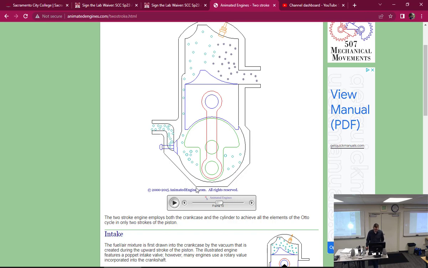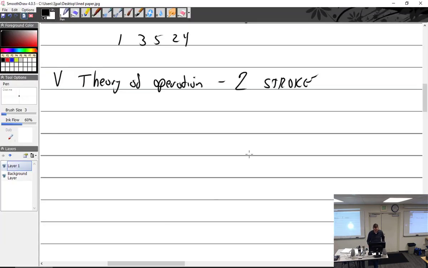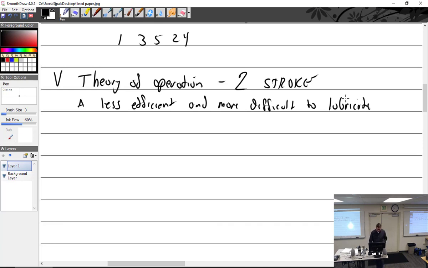All right, so 2-stroke. Let's see. I don't want to not write anything. Less efficient and more difficult to lubricate, if you consider putting oil in your gas difficult. Let's see. Fuel and oil are mixed. Well, of course, there are some two-strokes that have an oil tank that injects it into the fuel automatically, so you just got to keep the oil tank full.